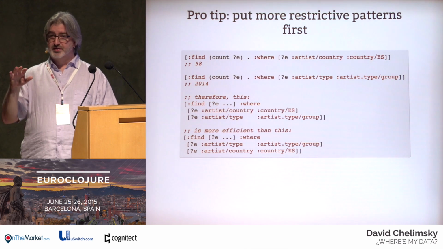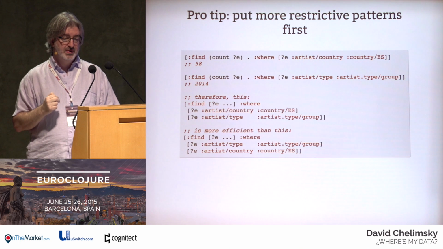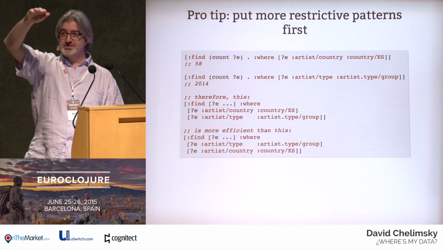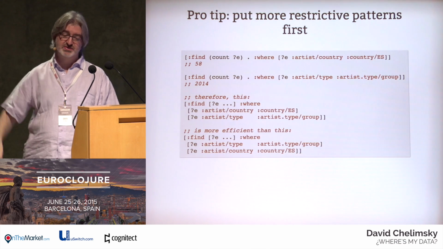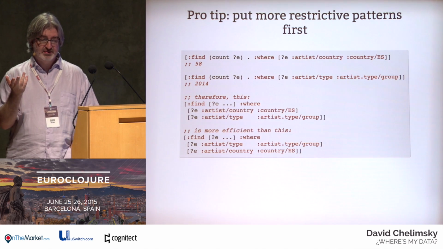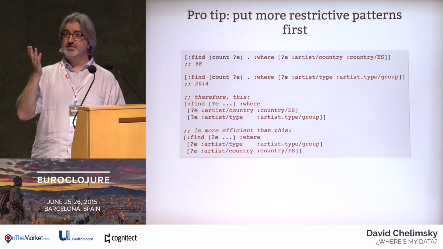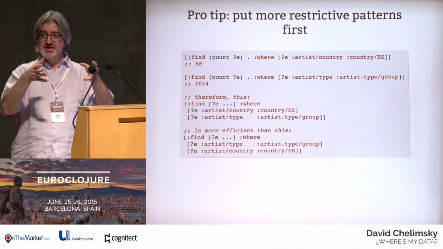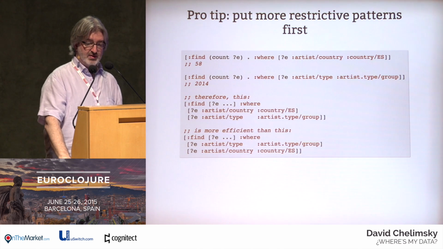This is an important thing. The order matters. So what you want is for each of your data patterns to be, you want the most restrictive ones at the top, because that's going to get processed first. And so in this particular data set, there are 58 Spanish artists, but there are over 2,000 groups. And so it makes much more sense to narrow the space of possible values down to 58 first, and then work within those for the second part of the query, than the other way around.